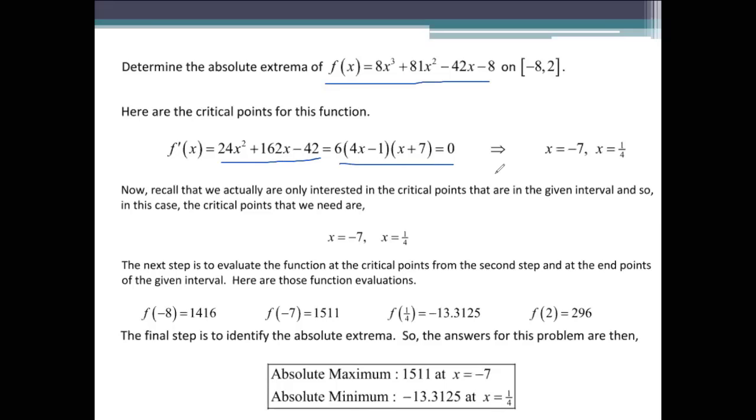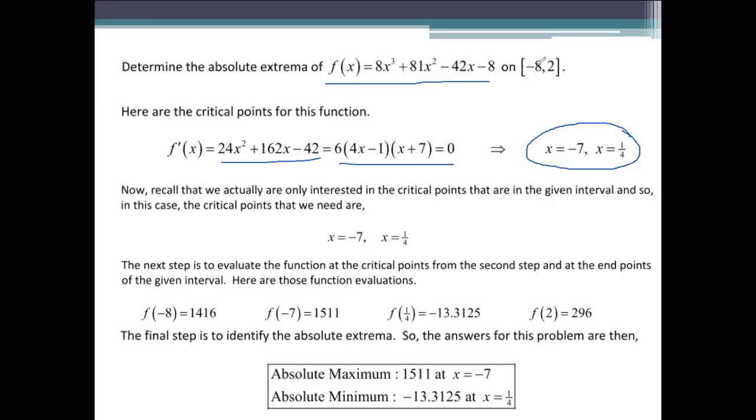Equating to 0, we can find the critical points of the function: -7 and 1 over 4. We have two critical points. And let's check, are they included in our interval or not? Yes, both of them are included in our interval, so we can put these values into our function. So let's evaluate our function at the critical points and the endpoints of this interval.